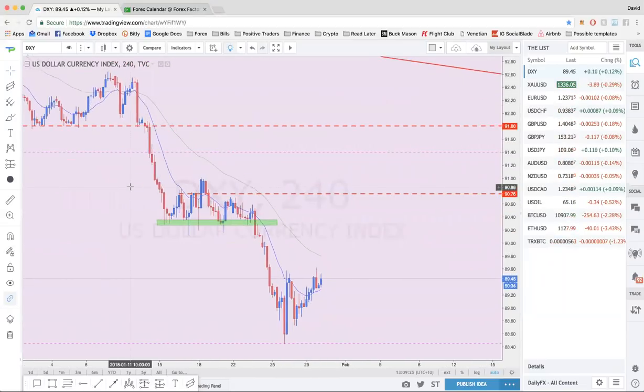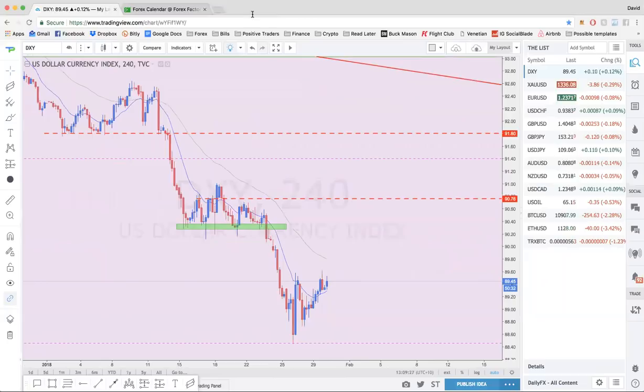So if we look at the dollar index, it's meeting some previous resistance. We can see a little bit of resistance in this area. I think that this index will most likely recover. The dollar will most likely recover back up to the 90.20 level if we continue to see some bullish momentum.